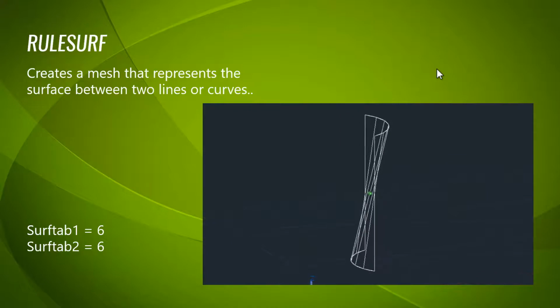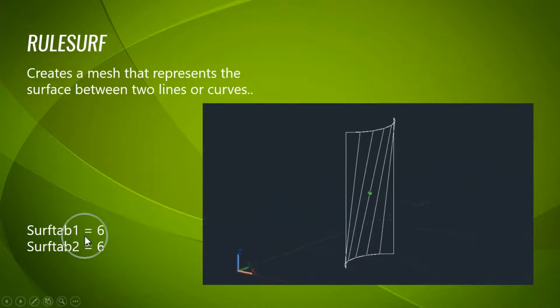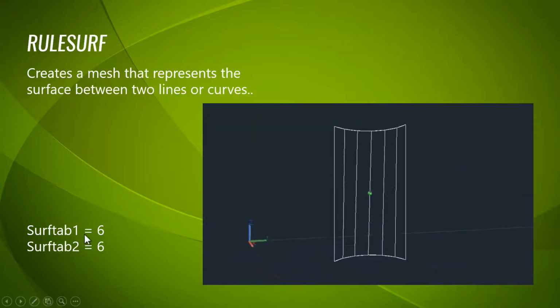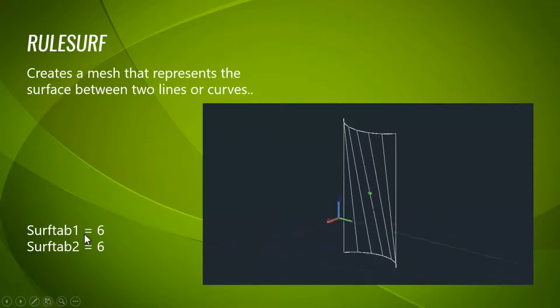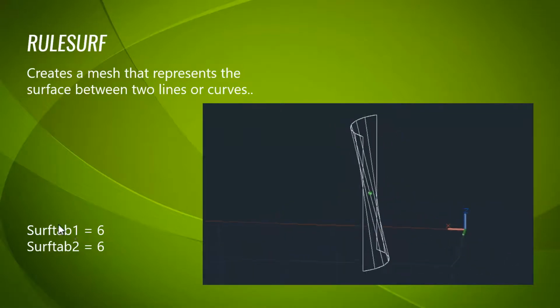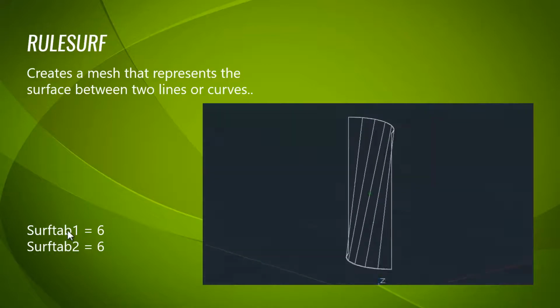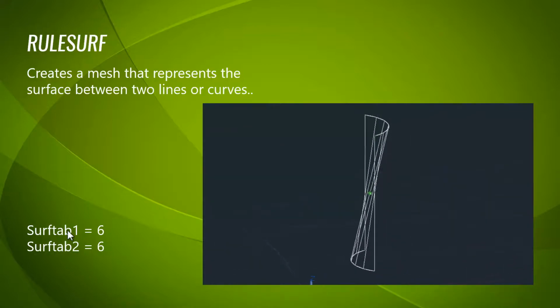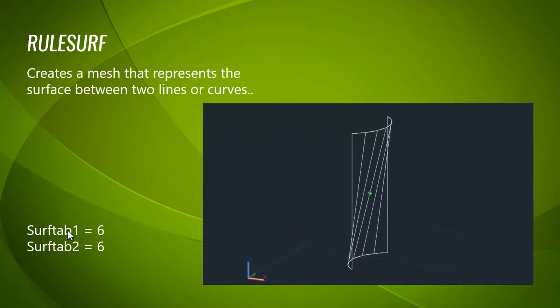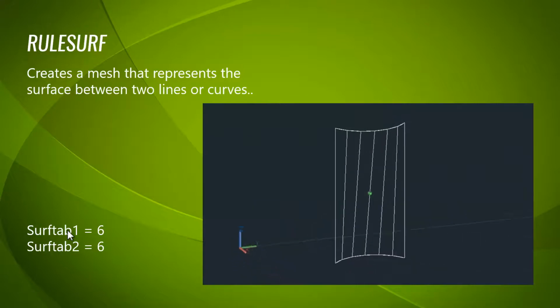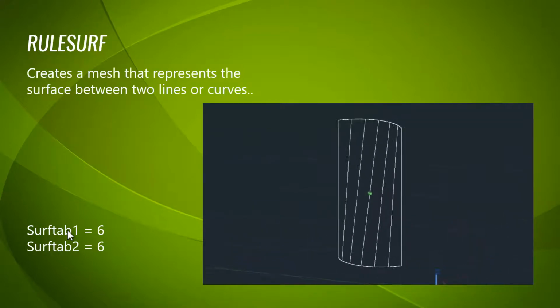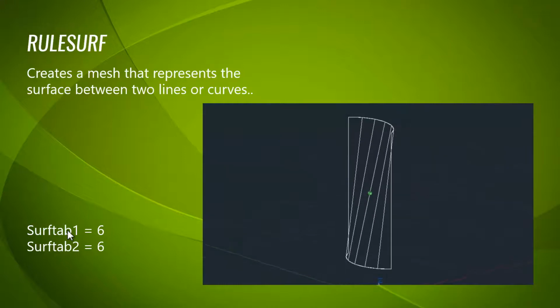of RULESURF. Now, in surface modeling, you have two system parameters which will help you to adjust the degree of smoothness, that is SURFTAB1 and SURFTAB2. So when you increase the values of SURFTAB1 and SURFTAB2, you will get a much smoother surface. Now let's see these options in the software.